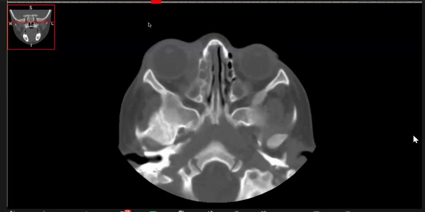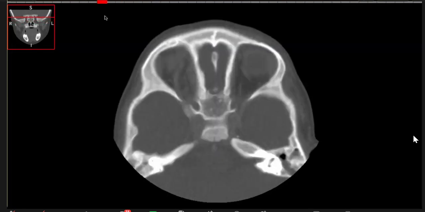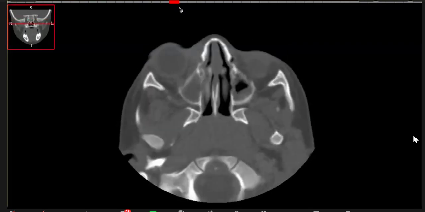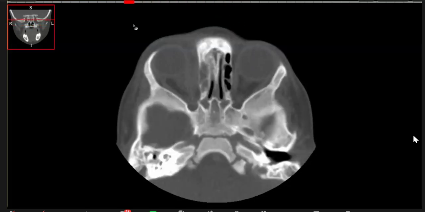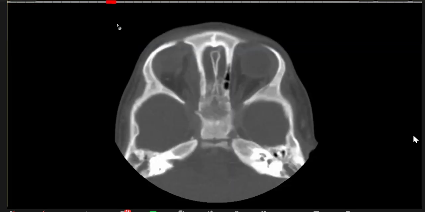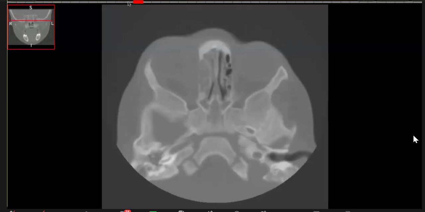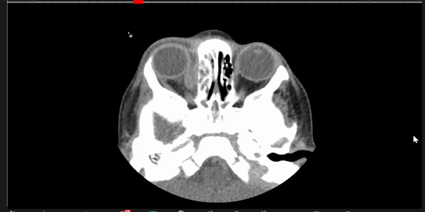My diagnosis is a subperiosteal abscess involving the right orbit, as well as the opacification of the right ethmoid. Sorry, I think I changed the window. Okay, leave it. I'll set it for you. So my question is, subperiosteal abscess of what?